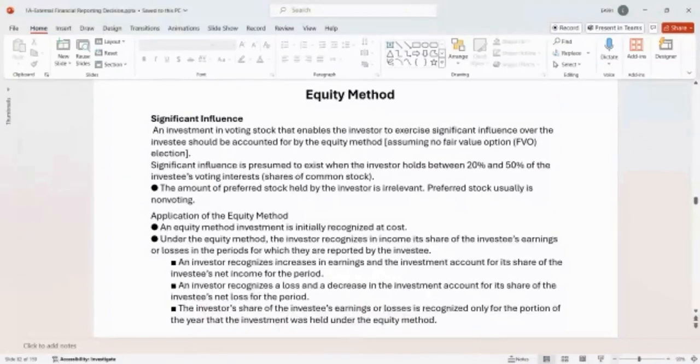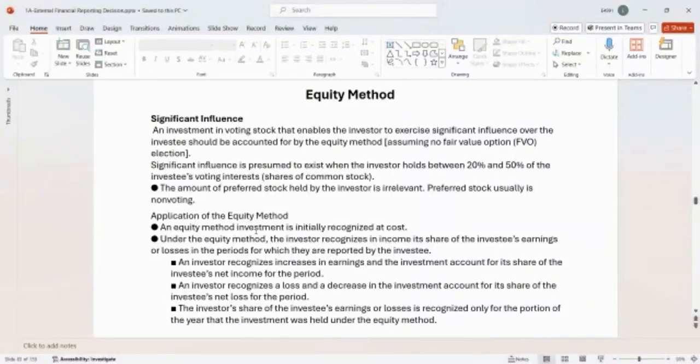Equity method. Significant influence. An investment in voting stock that enables the investor to exercise significant influence over the investee should be accounted for by the equity method, assuming no fair value option, FVO, election. Significant influence is presumed to exist when the investor holds between 20% and 50% of the investee's voting interest. Whether the investor holds common stock or preferred stock is irrelevant. Preferred stock usually is non-voting.